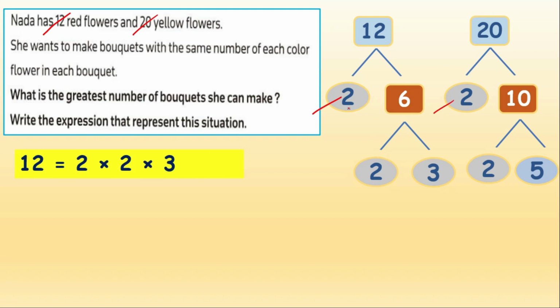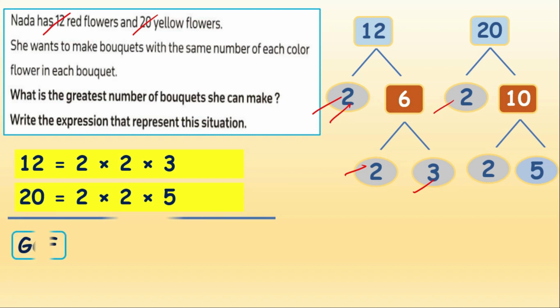12 equals 2 times 2 times 3. And 20 equals 2 times 2 times 5. Let's find the greatest common factor, GCF. Which number is common up and down? 2 is the first number, so write 2.